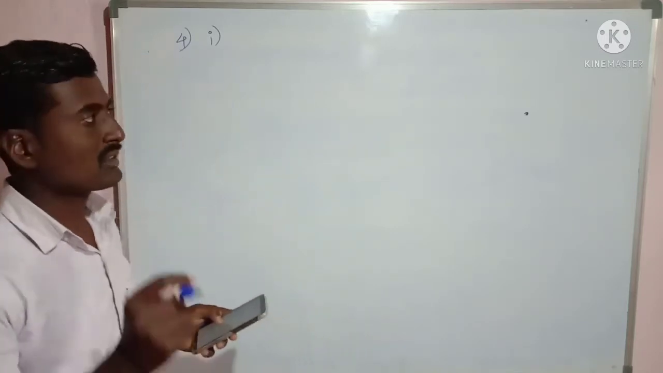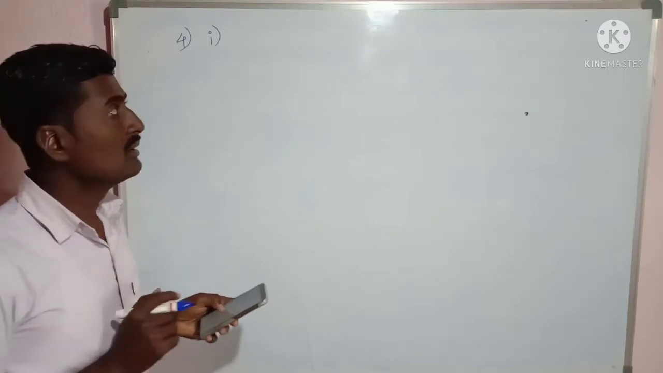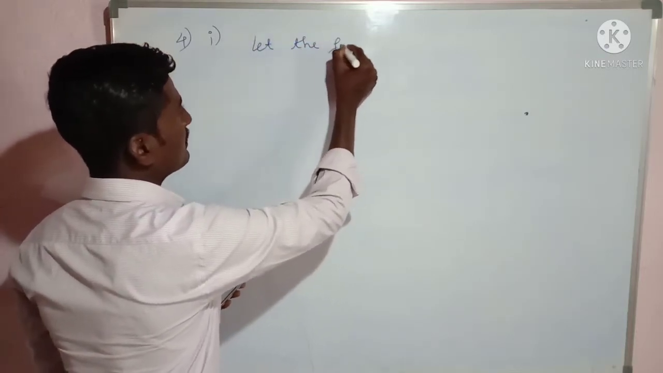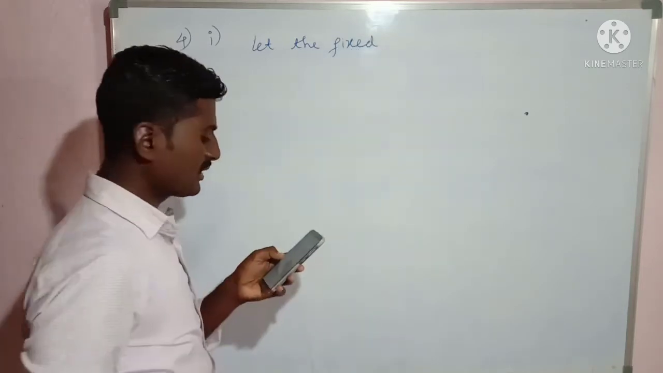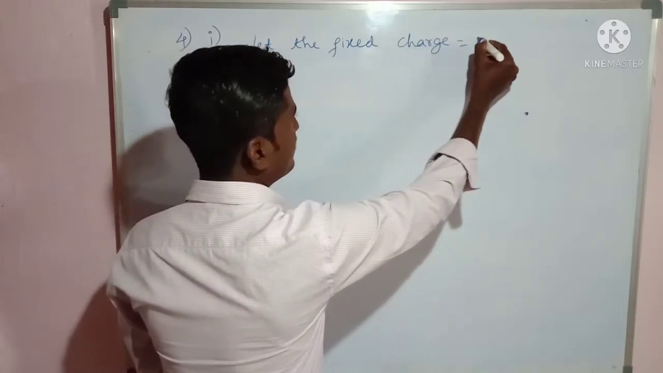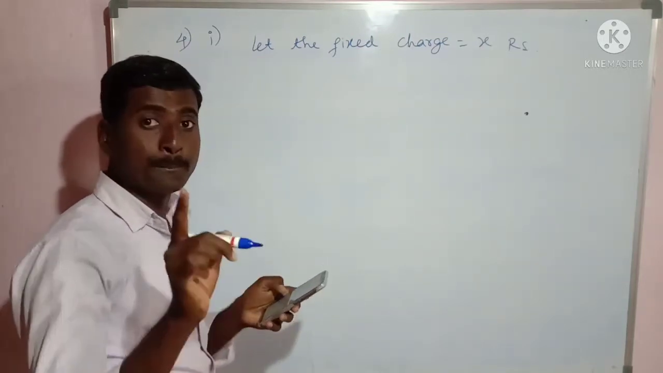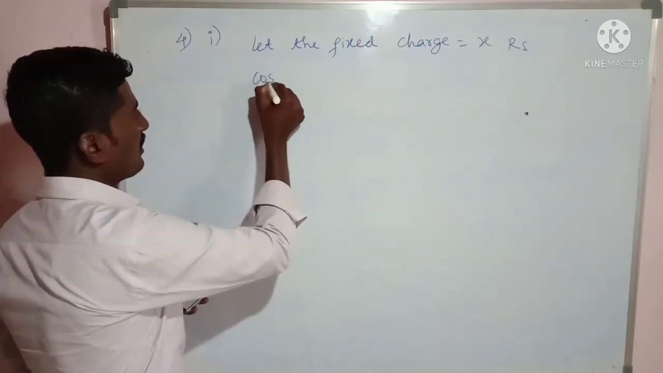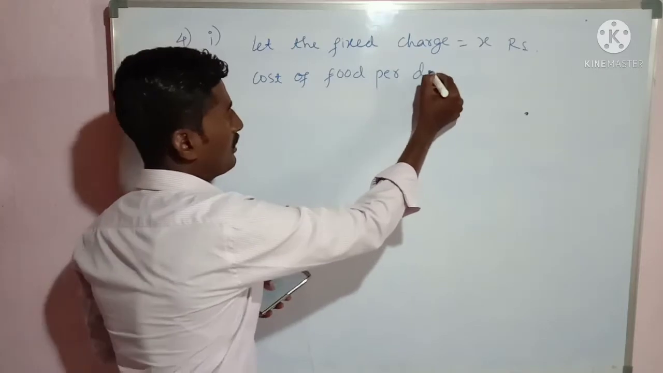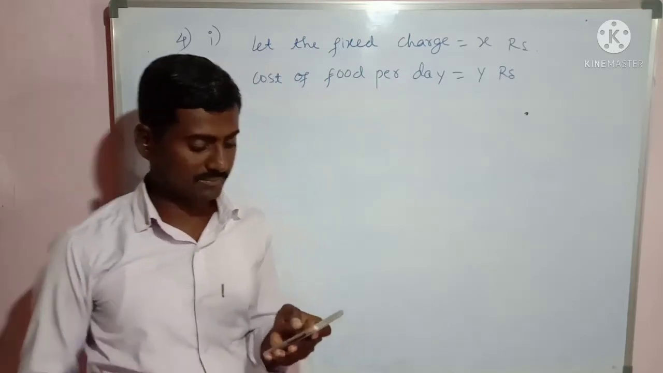So let us take the fixed charge as x and the cost of food per day as y. So let the fixed hostel charge, or you can say just fixed charge, be x rupees. Similarly, the cost of food per day, I will take it as y rupees.